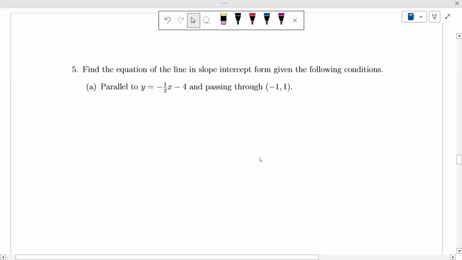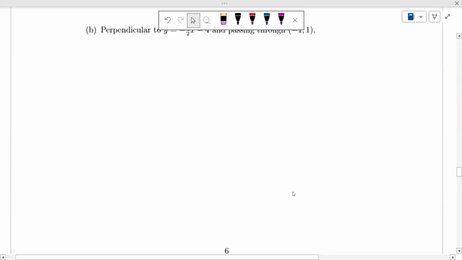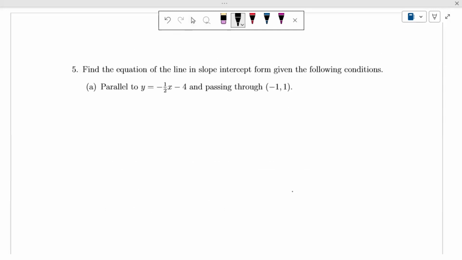So this one has to do with parallel and perpendicular lines, right? We have y equals -1/2 x minus 4, and we want to find the equation of the line that's parallel to this, passing through the given point. And we want it to be... oh, I didn't say this here. I wrote it on the actual exam though. Final answer should be given in... oh yeah, okay, I did write it over here. Slope intercept form. Yeah, that's what I want. My mistake.